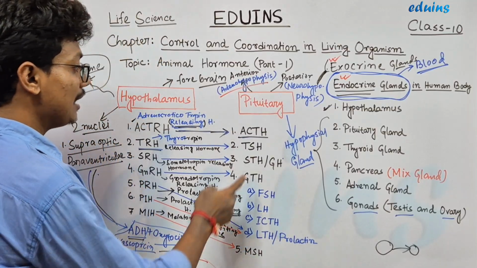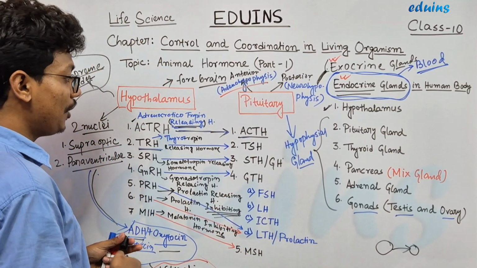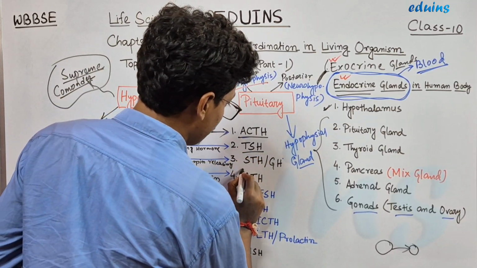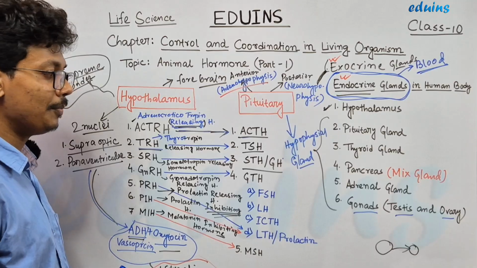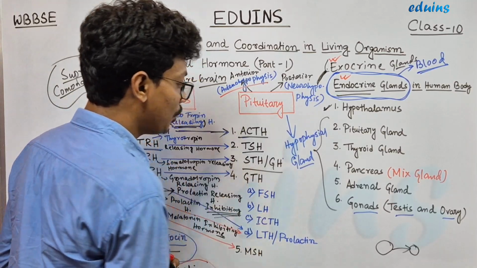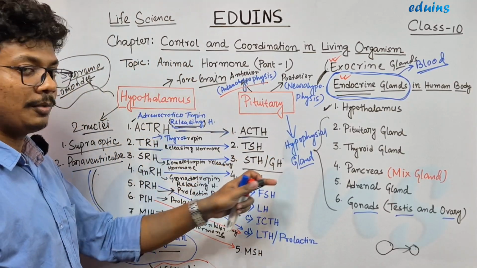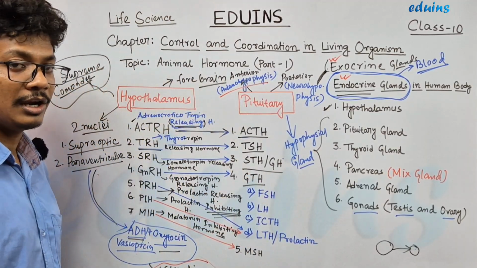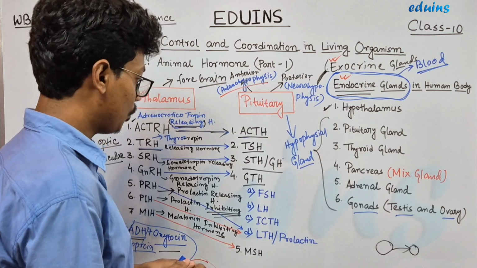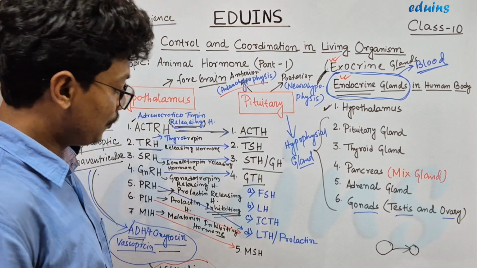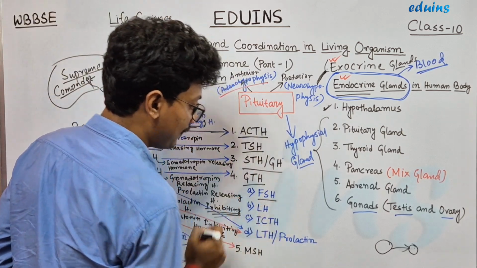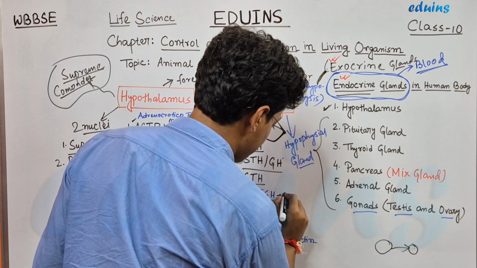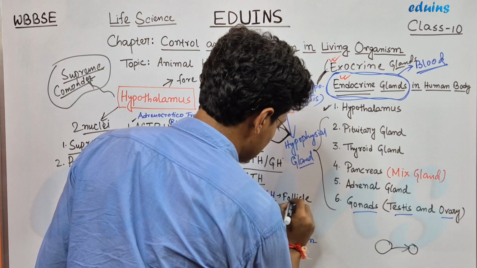The next one is TSH, which is thyroid stimulating hormone. The third one is STH or GH, that is somatotropic hormone or growth hormone. And number 4 is gonadotropic hormone. The gonadotropic hormones are of 4 types. Number 1 is FSH or follicle stimulating hormone.